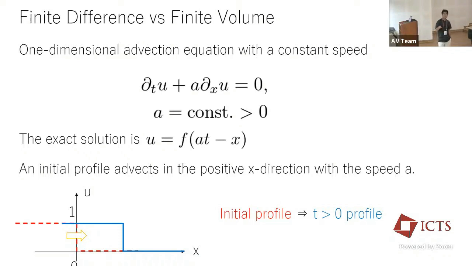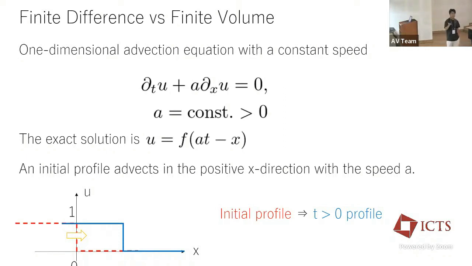Here's the equation, and for simplicity, A is a constant and positive. The solution of this equation is of course given by u = f(x - at) for an arbitrary function f, where the argument variable should be x minus at, right? If you plug this in, you get this solution. You can confirm that this is an exact solution of this equation. This is a super simple equation.